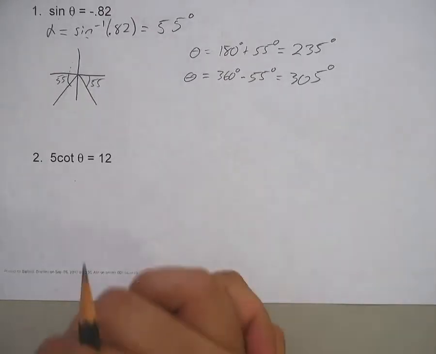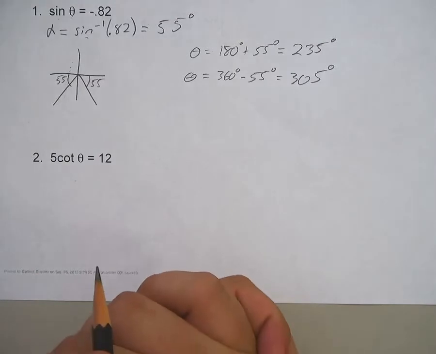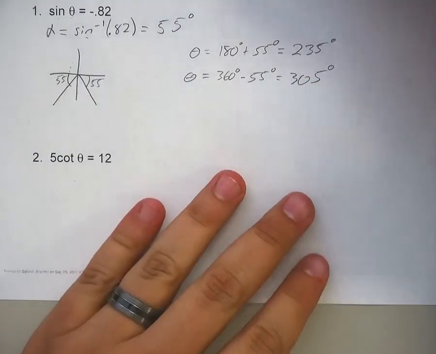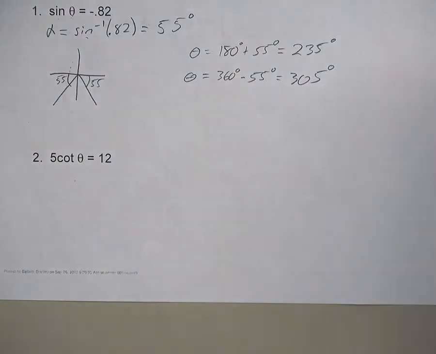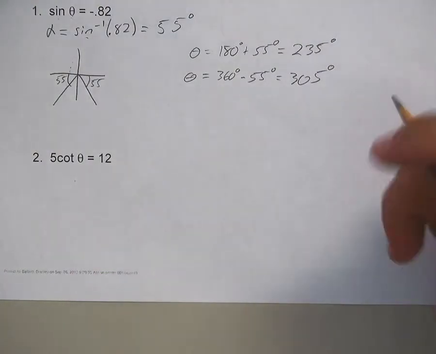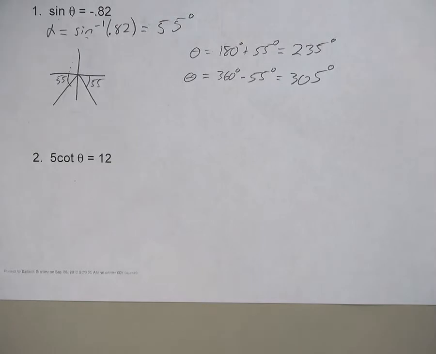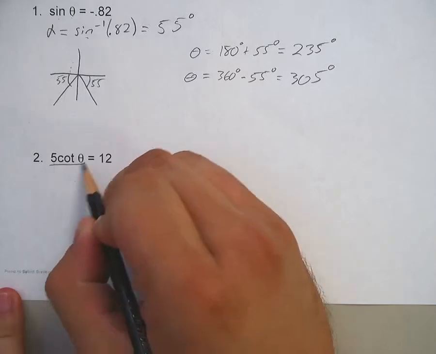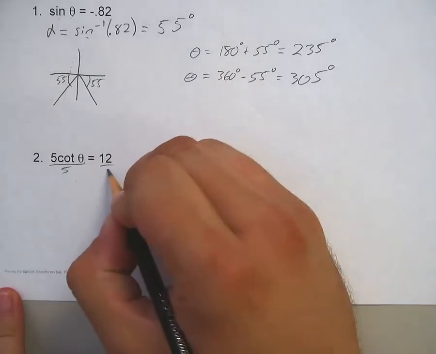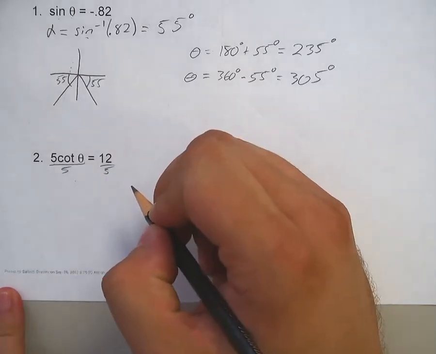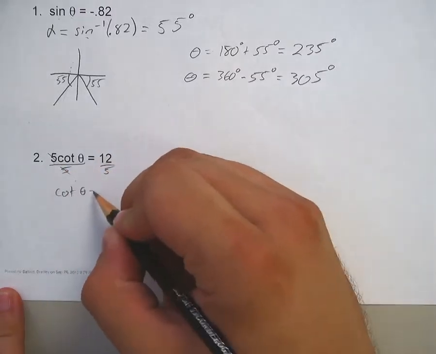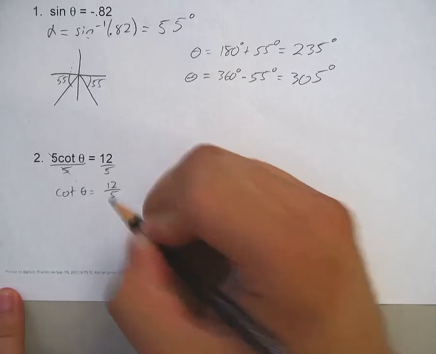All right, let's go to number 2. 5 cotangent of theta equals 12. So if I went back up to my steps here, step number 2, if you look at the top, says to isolate your trig function. So we're going to start off here getting rid of our 5 that is in front of our trig function. Divide by 5. And we get cotangent of theta is 12 over 5.